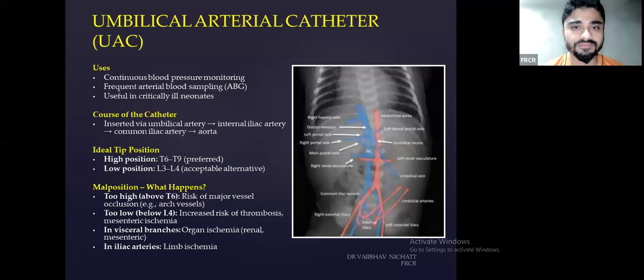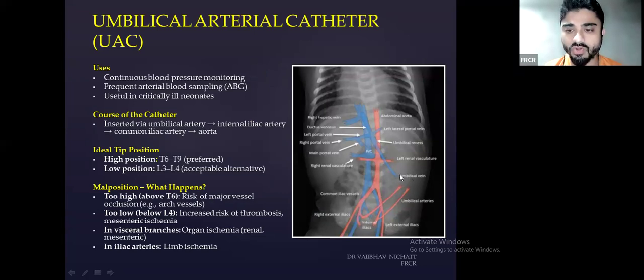Coming to the first line. First we are going to discuss the umbilical arterial catheter. Uses of the umbilical arterial catheter are continuous blood pressure monitoring, second, frequent ABGs, and third, useful in critically ill neonates. What is the course of the catheter? The catheter is inserted via the umbilical artery.